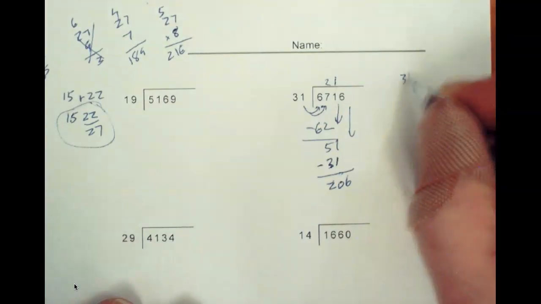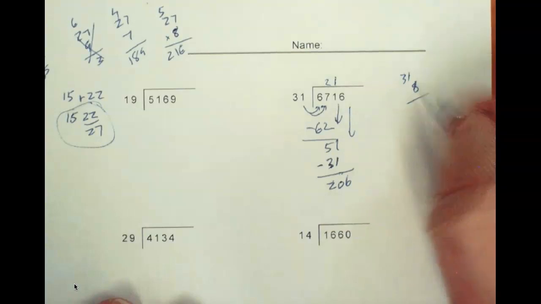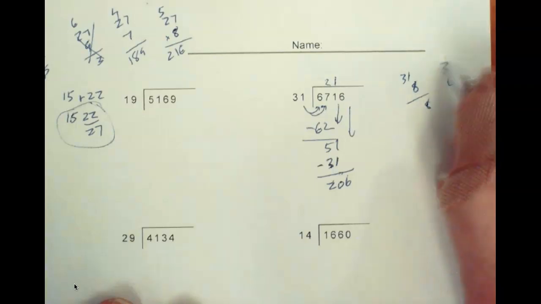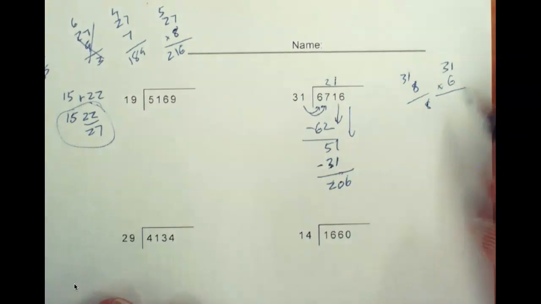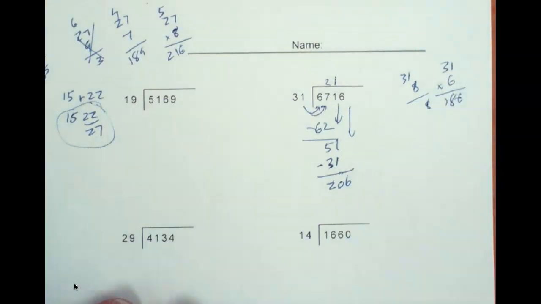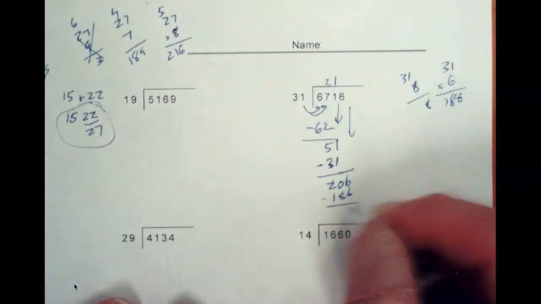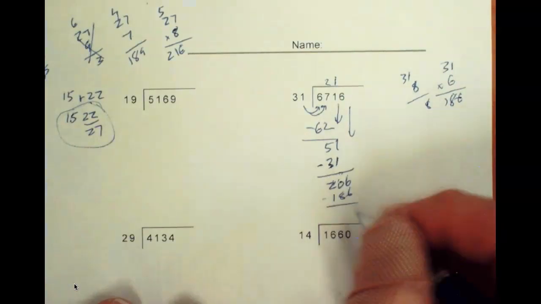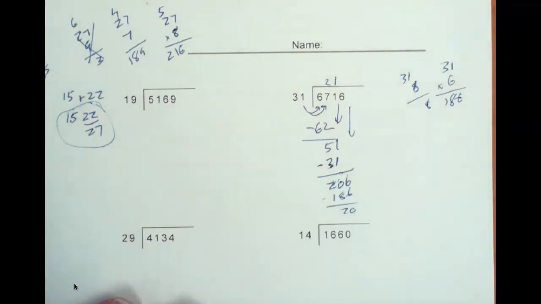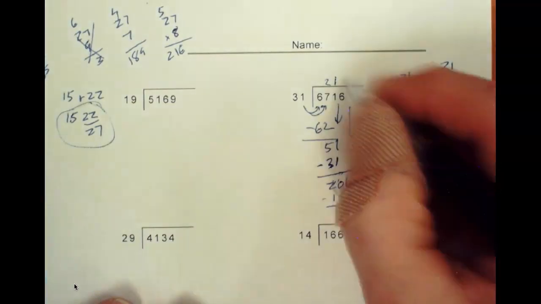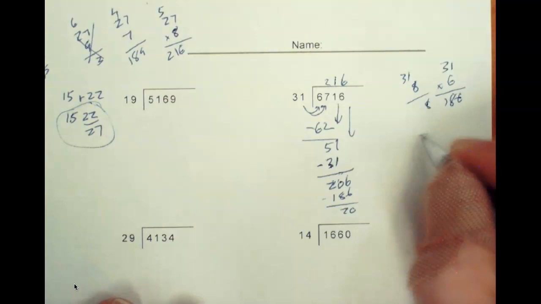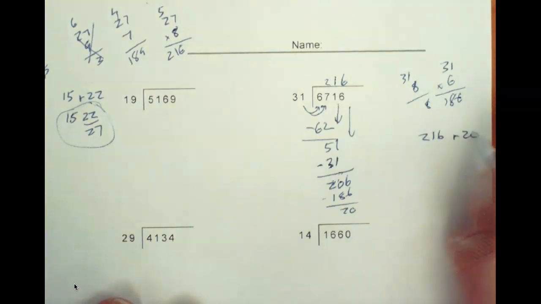8 times 31. 8 times 1 is 8. Nope, too big. 6 times 31. 6 times 1 is 6. 6 times 3 is 18. 186. Okay, so 186. And I can subtract that out, and I've got 20 left. So, again, we could stop here and we could say that this is 216, remainder 20, very elementary. 216 and 20/31, much better.